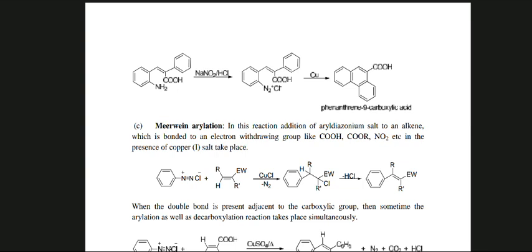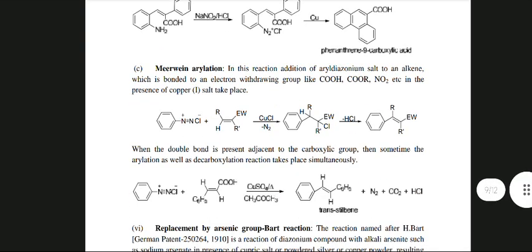Meerwein arylation. In this reaction, addition of aryl diazonium salts to an alkene which is bonded to an electron withdrawing group like CHO, COOR, NO2, etc., in the presence of copper salt takes place. When the double bond is present adjacent to the carboxylic group, then sometimes the arylation as well as decarboxylation reaction take place simultaneously.